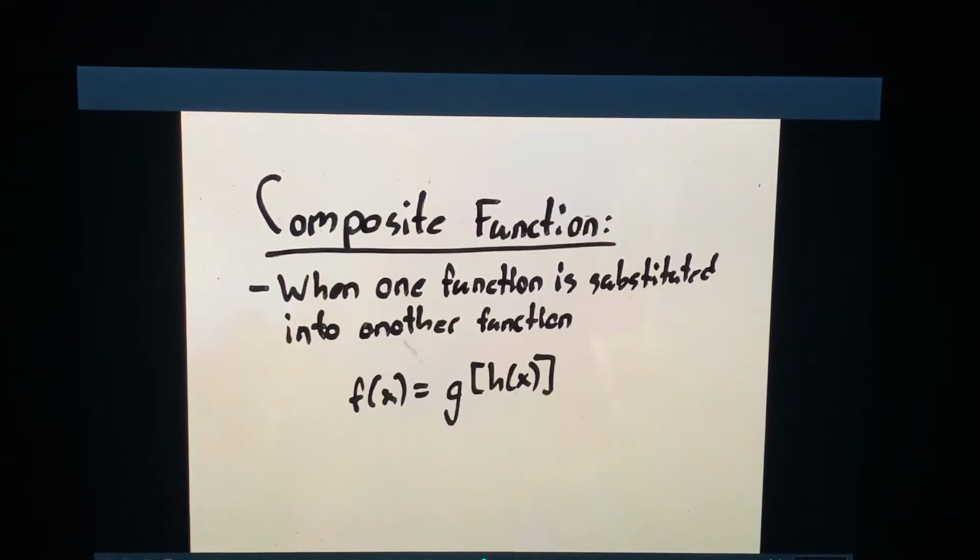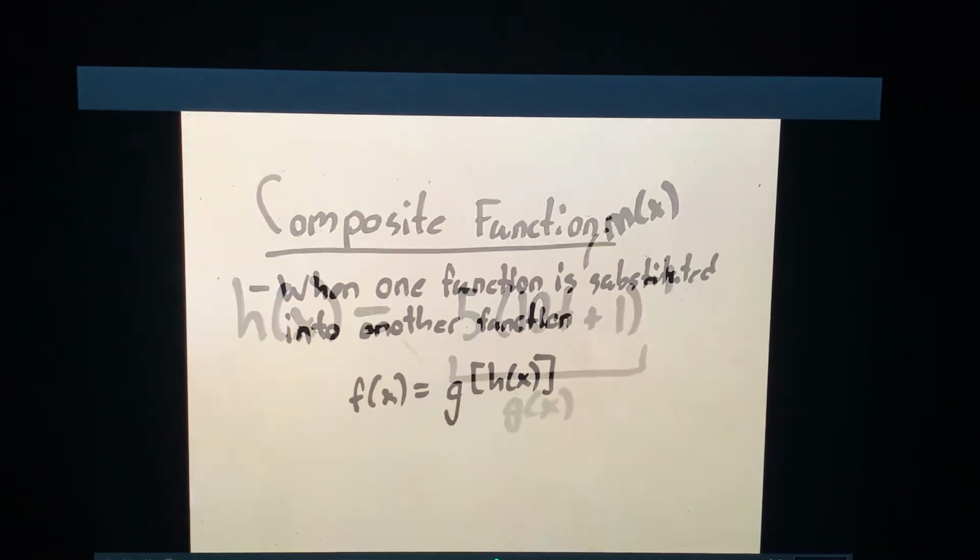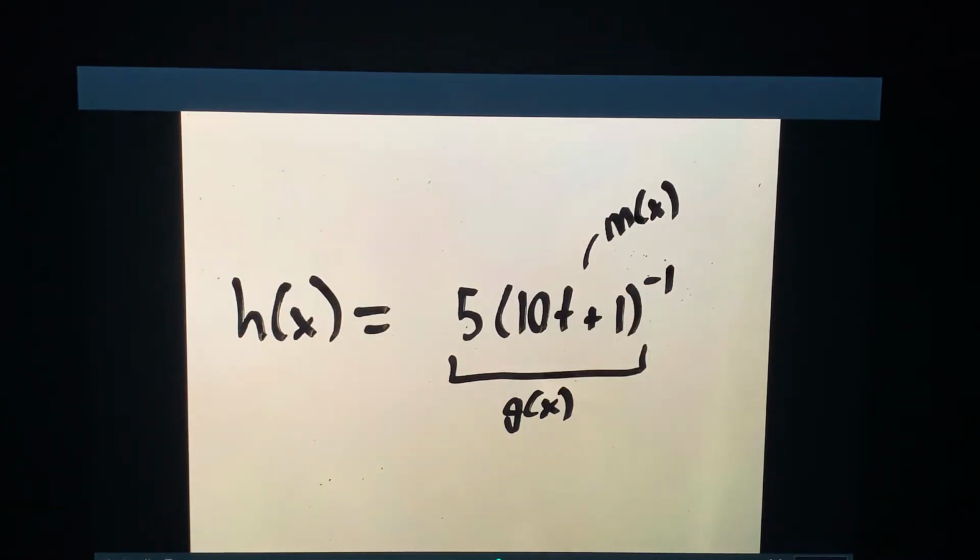The chain rule can be used for differentiating composite functions in the form g of h of x. A composite function is created when one function is substituted into another function, or in other words, when you are given the function of a function. In the problem given, h of x can be expressed as h of m of x, as seen on screen.